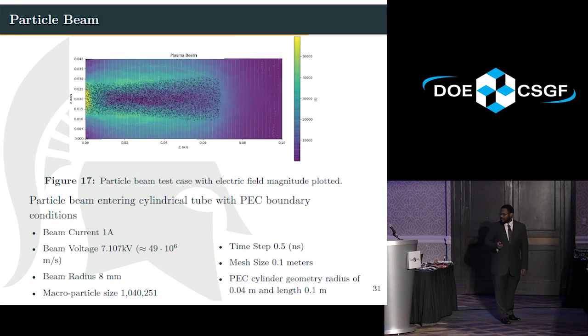A very similar test that we have is a particle beam where we have an anode and a cathode. We apply a voltage across it and then let particles enter into the simulation. And we note that we don't have any striation of our particles as it evolves in time, that we have a nice smooth expansion as it crosses the tube that we have.